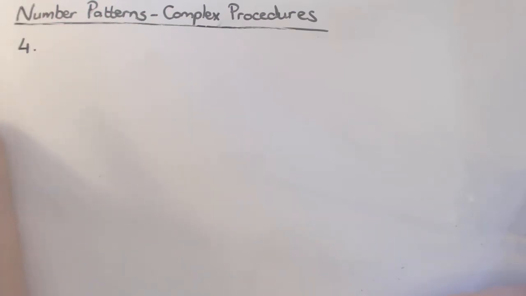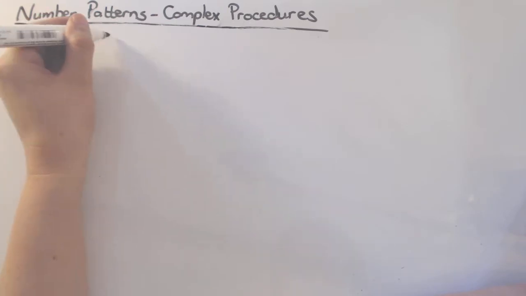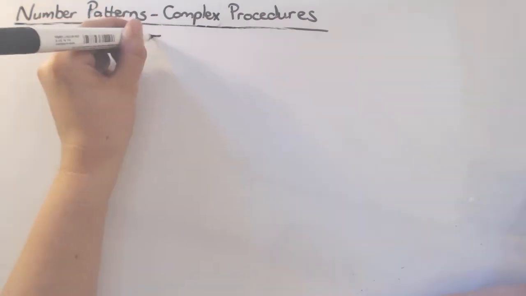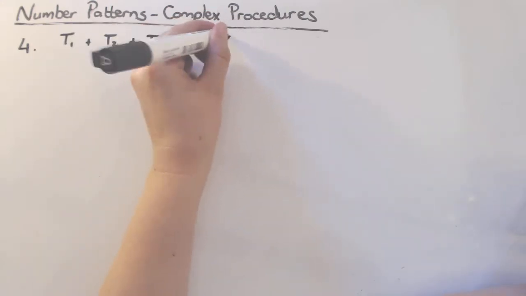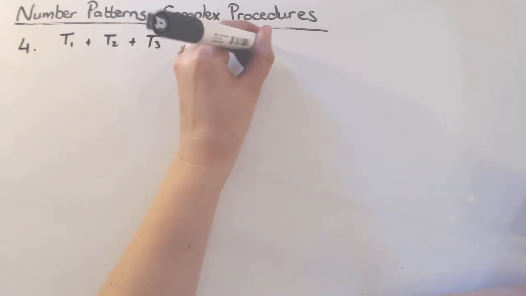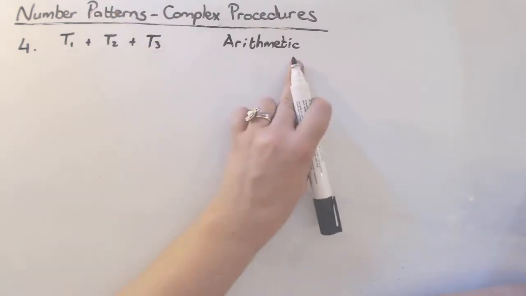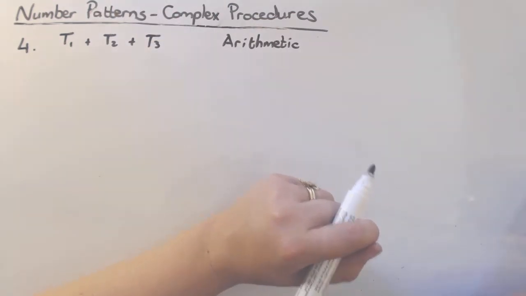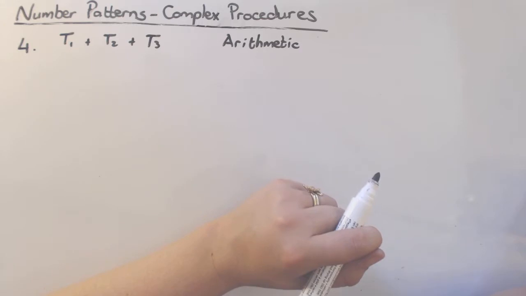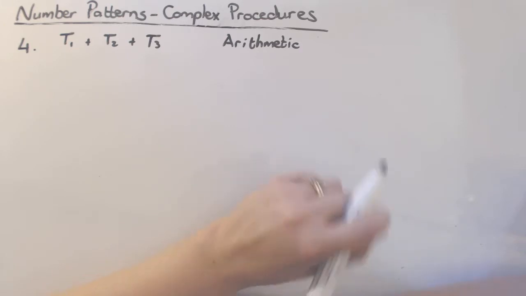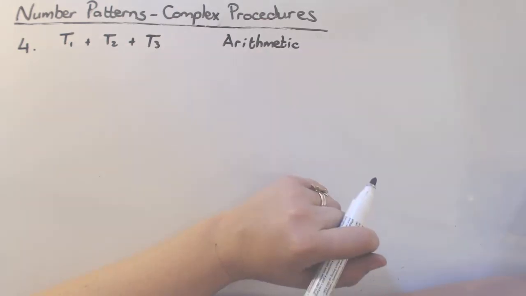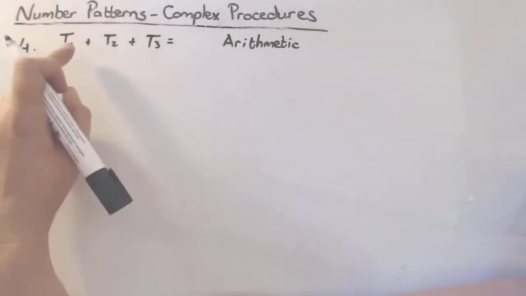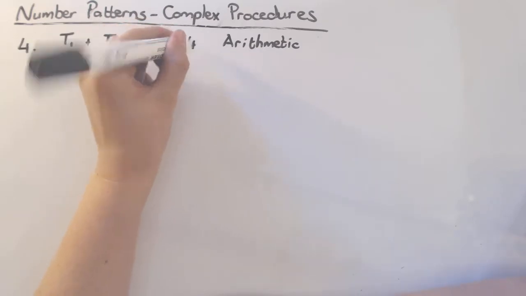Alright, so for question 4, they say 3 numbers form an arithmetic sequence. So I've got a sequence with only term 1, term 2, and term 3. Be sure to know what type of sequence you're working with, because the formulas that we use depend on what type of sequence we work with. Their sum is 24. So if I add these, that gives me 24.